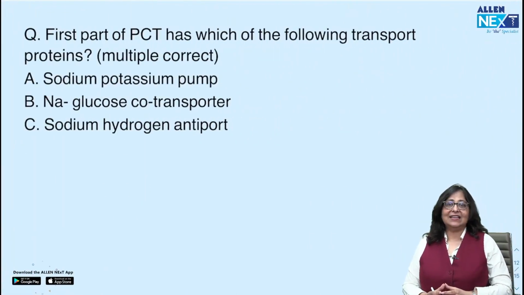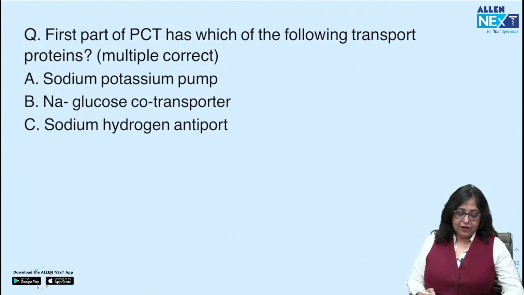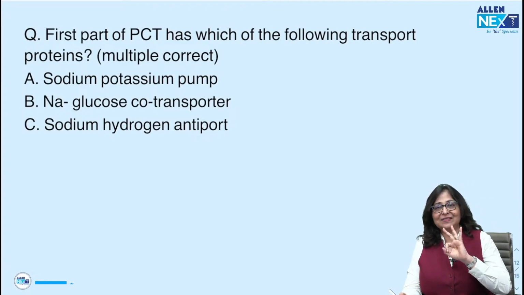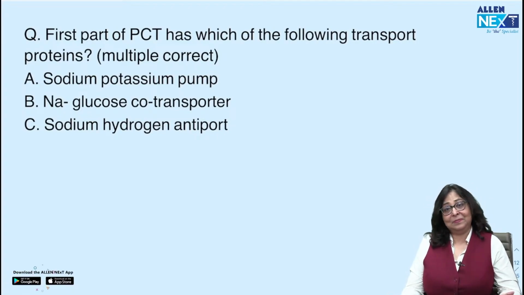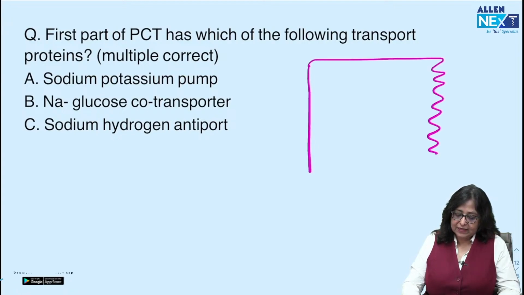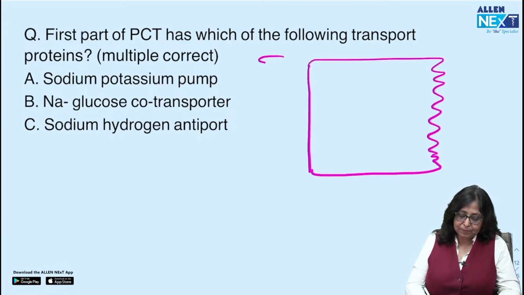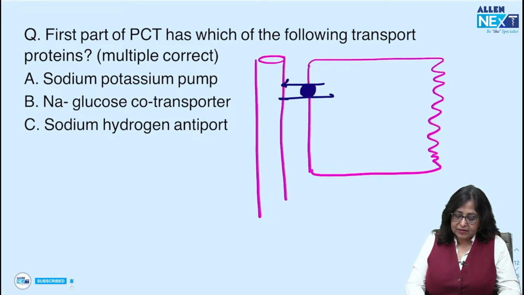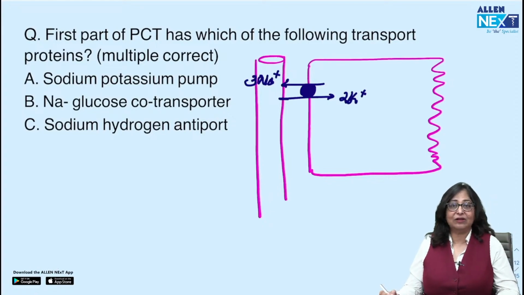Let's have a look at the next question. It says, the first part of the PCT has which of the following transport proteins? I got 3 options and they appear to be correct. The first is the sodium-potassium pump, which is true. The basal side of the PCT cell has the sodium-potassium pump, which pumps out 3 sodium and brings in 2 potassium. So the sodium-potassium pump is definitely present on the basolateral membrane.